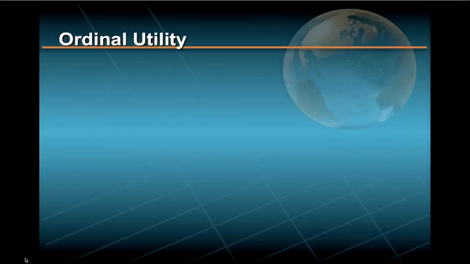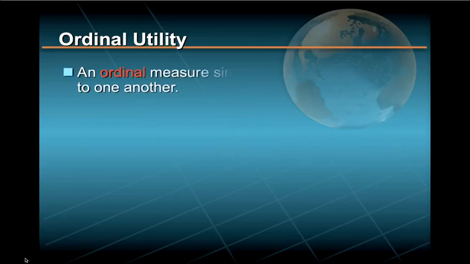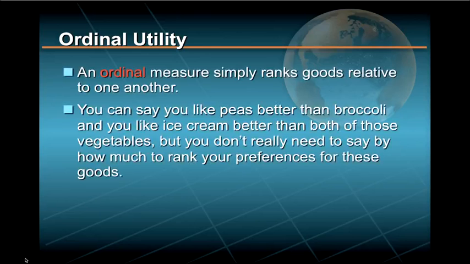Instead, in their efforts to explain consumer choice, economists have settled for an ordinal measure of utility. An ordinal measure simply ranks goods relative to one another. Thus, you could say you like peas better than broccoli, and you like ice cream better than both of those vegetables, but you don't really need to say by how much to rank your preferences for these goods.